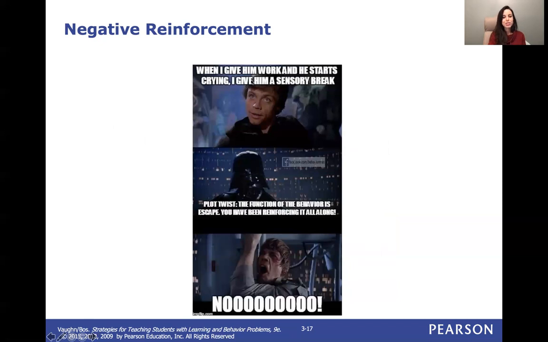It's funny, it hopefully doesn't confuse you, but this says, when I give him work and he starts crying, I give him a sensory break. Plot twist, the function of the behavior is escape. You have been reinforcing it all along. And obviously no, so for those of you who are Star Wars fans.